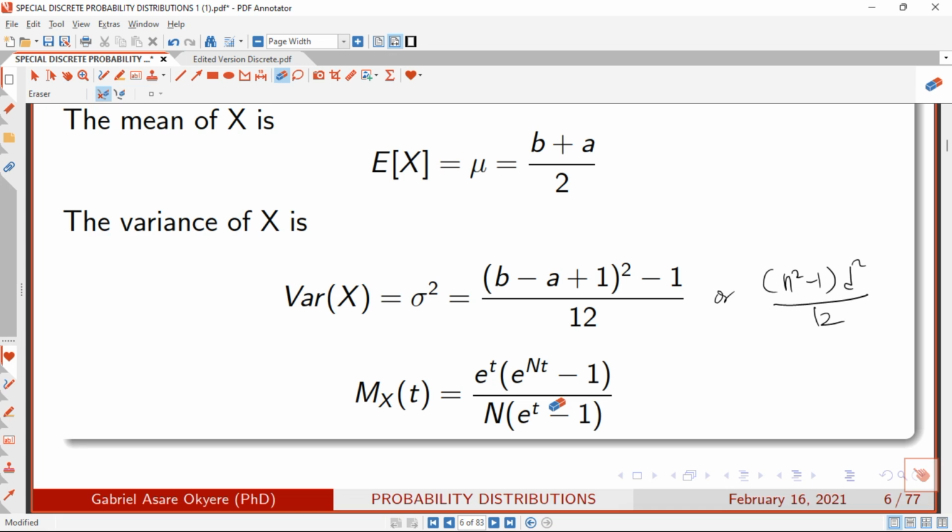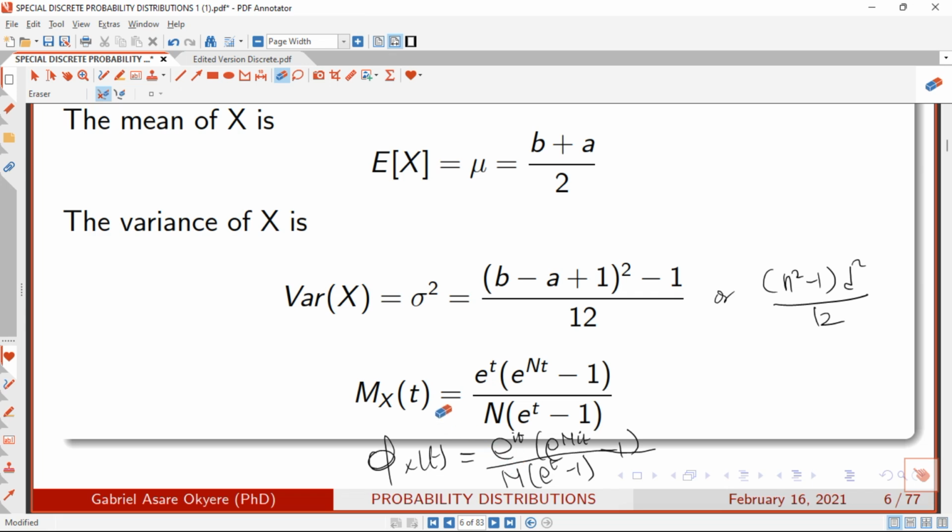And sometimes too we can be asked to generate the characteristic function for the discrete uniform distribution. And for the characteristic function, that one too will be e raised to the power it, bracket open, e raised to the power nit minus 1, all divided by n, bracket open, e raised to the power it minus 1. Okay? Yes. So this is the characteristic function for the discrete uniform distribution.